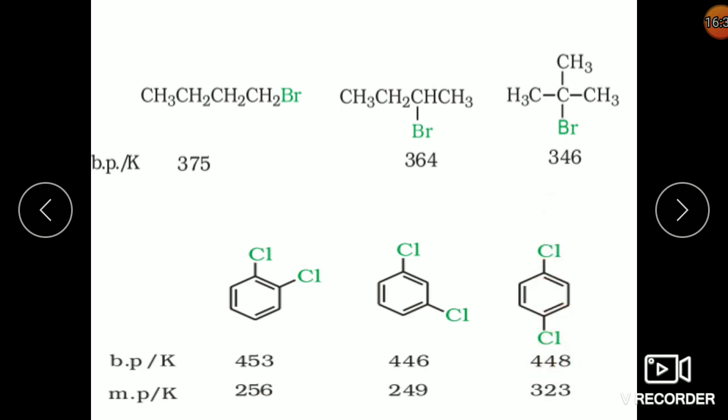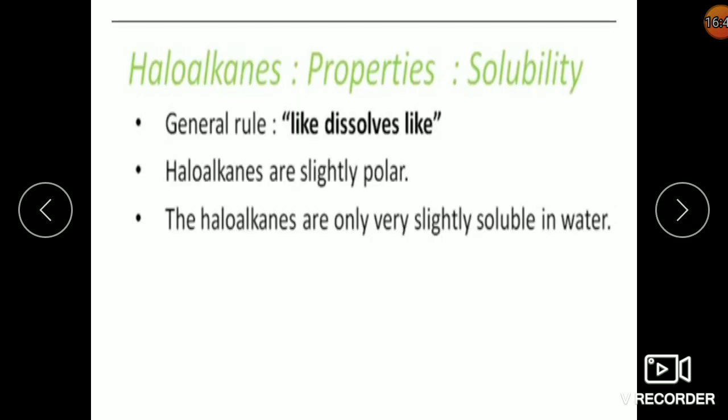So when we get it in a packing, they have a good packing. We cannot remove it easily. The packing efficiency is very high, so it is very difficult to separate the molecules from each other, and hence they have the highest boiling point. Okay, so that is all about your boiling point.